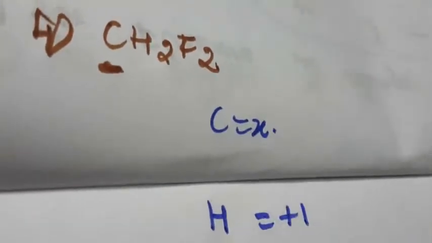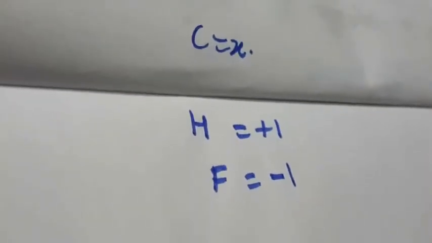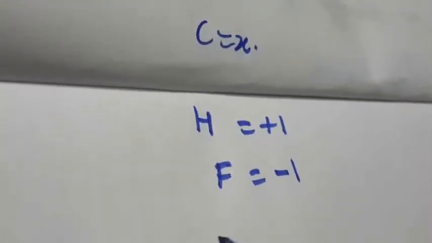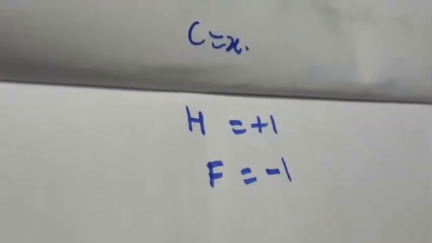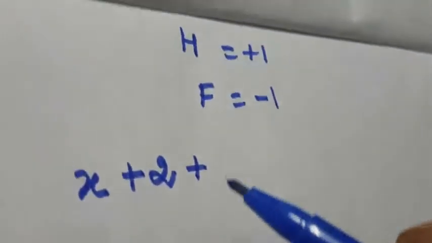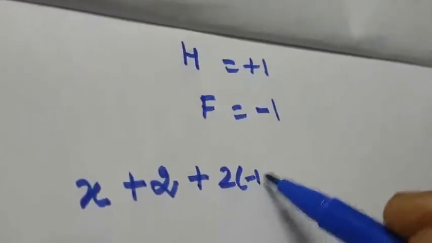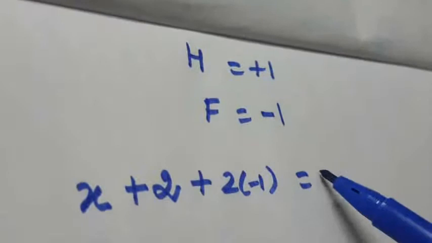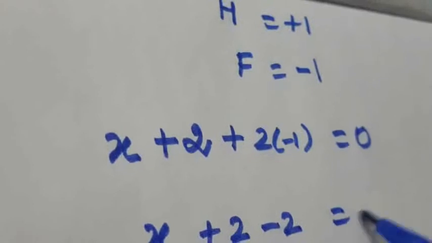Next step, what is the hydrogen oxidation state? That is plus 1. What is the fluorine oxidation state? Fluorine is always minus 1. First, keep that in mind: fluorine is always minus 1. Okay, so now you substitute that. Carbon, what is the carbon? That is X. Hydrogen, how many hydrogens are there? 2 molecules of hydrogen, so that is 2 into 1. What is the fluorine? 2 into minus 1 equal to, here no charge is there, so it is equal to 0. So here X plus 2 minus 2 equal to 0.